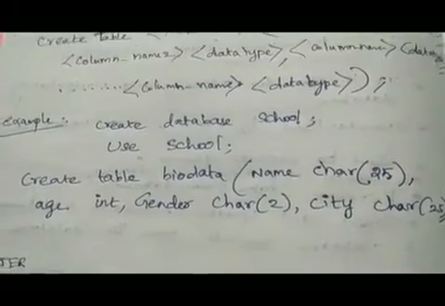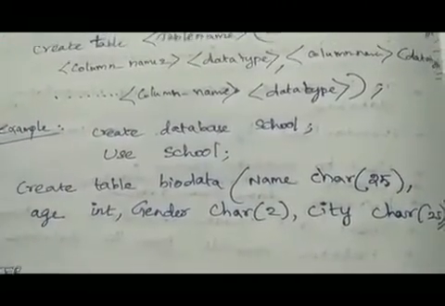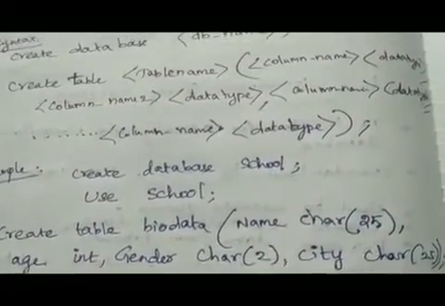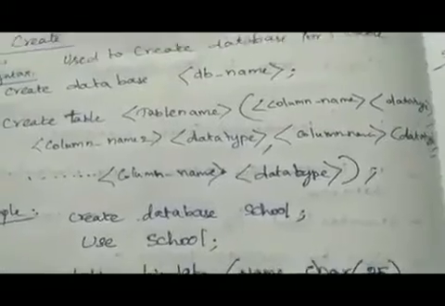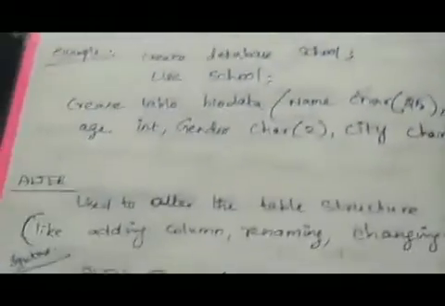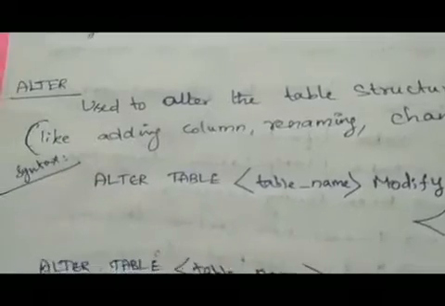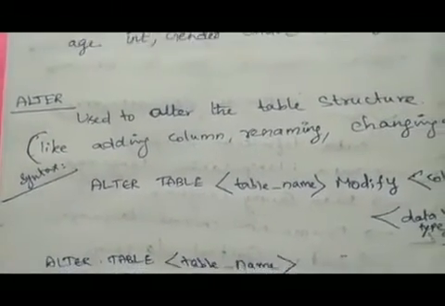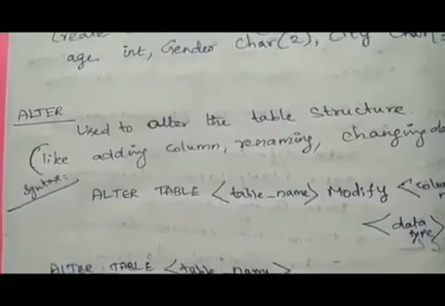So here we have seen the syntax for two commands, which are used to create a database and create a table. The next heading is alter. So how to alter? What is the purpose of the alter command? From the name itself we can say alter means change. So we can change the table structure.